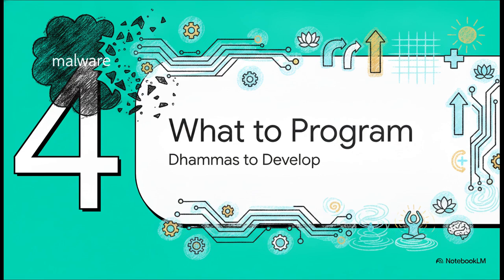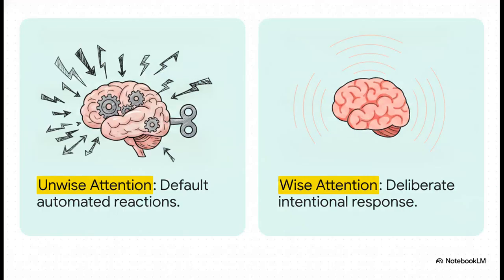Moving to Section 4, what to program. The dhammas to develop. Once we delete the malware, we suddenly have the bandwidth to install new software. The text emphasizes a massive core dichotomy here. Unwise attention versus wise attention, which is known in Pali as yoniso manasikara.